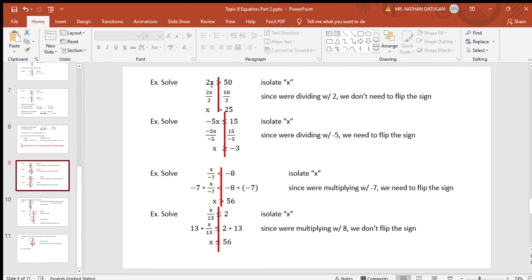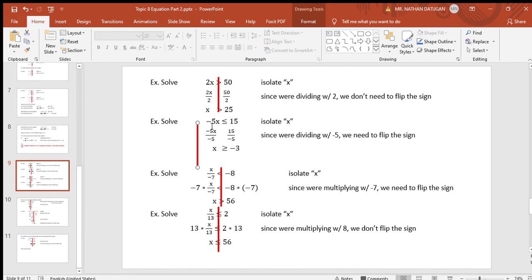So let's have some more examples regarding this. So we have 2x greater than 50. Again, our goal is to isolate x. So we have to divide both sides by 2. And since we're dividing by 2, are we going to flip the sign? Nope, we don't need to flip the sign. So your answer is going to be x is greater than 25. It's still the same symbol.